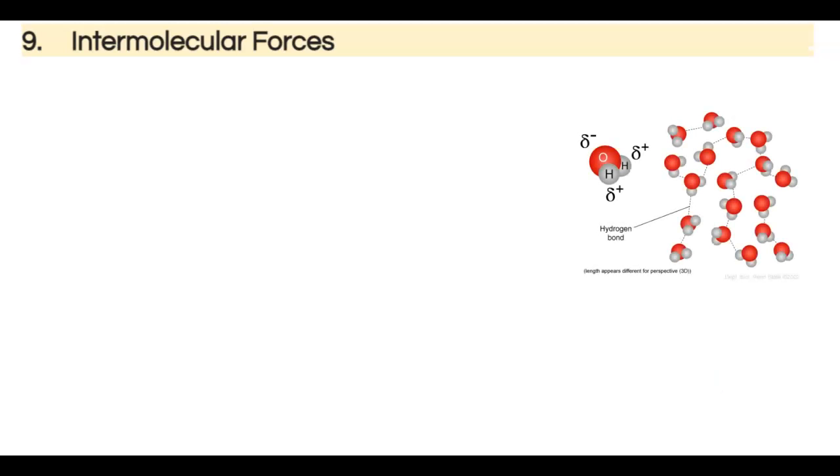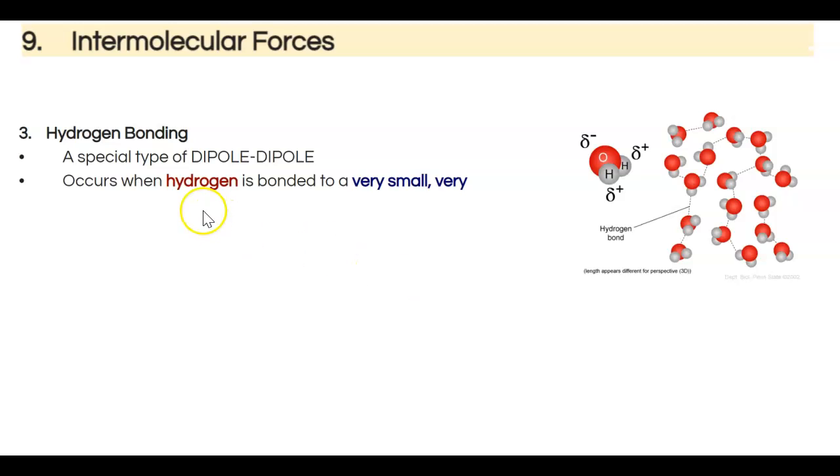Okay, so lastly, we're going to talk about hydrogen bonding. I want to talk about hydrogen bonding as it compares to dipole-dipole, because hydrogen bonding could be considered a subcategory of dipole-dipole. The difference is that hydrogen bonding happens with really, really small, highly electronegative atoms. So it's a special kind of dipole-dipole when hydrogen, which itself is very, very small, is bonded to very small, very electronegative atoms. So which atoms on our periodic table are really, really small and highly electronegative?